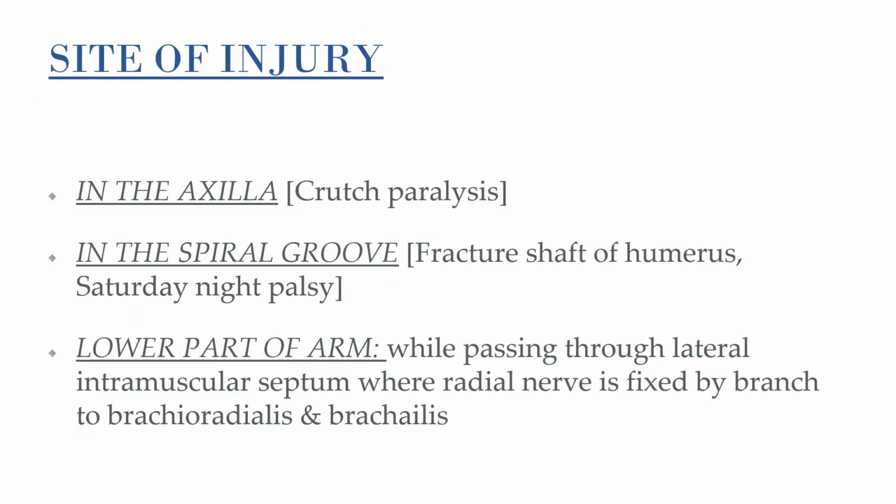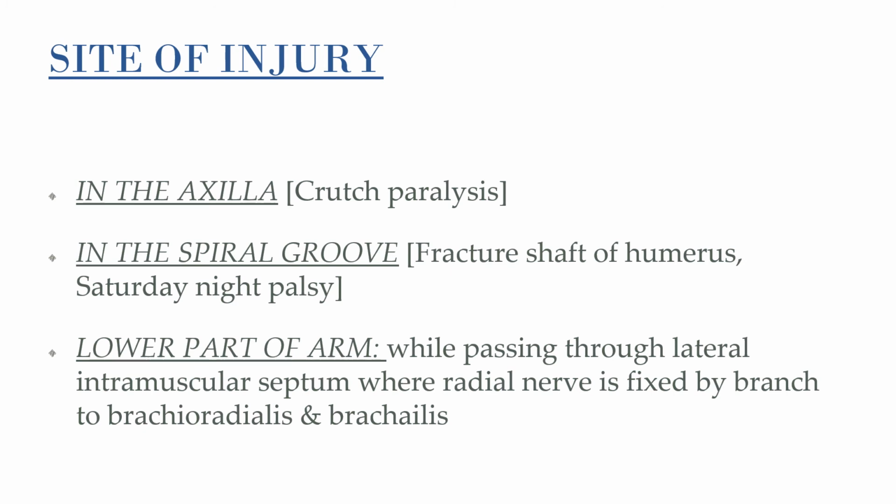The radial nerve may be injured either in the axilla or in the spiral groove or in the lower part of the arm. In the axilla, most commonly the radial nerve is injured because of wrongly fitted crutches, and the condition is called crutch paralysis. In the spiral groove, the radial nerve may be injured secondary to fracture of the shaft of the humerus or in the condition called Saturday night palsy.